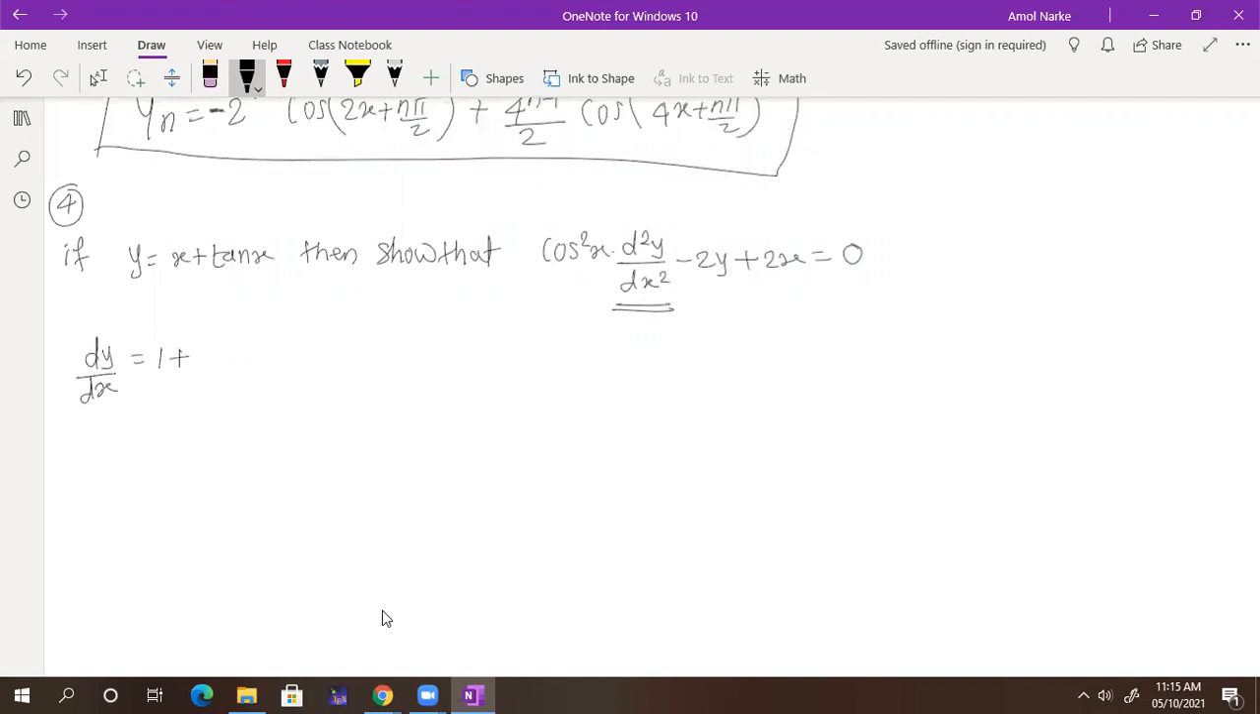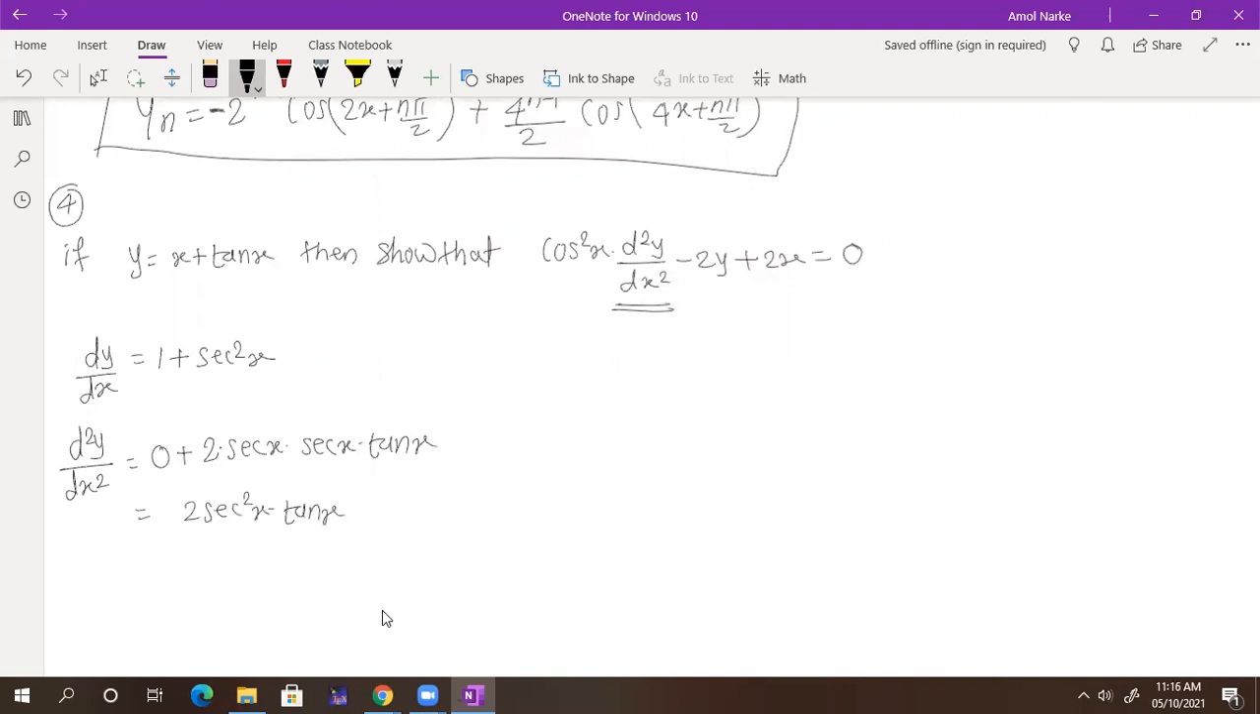1 plus 1 plus x square, sec square x. Very good. And what is its double derivative? That is nothing but d2y by dx square. Sec x tan x, 0 sec x tan x, plus 2, first 2, sec x tan x, and again derivative of sec x is nothing but sec x tan x. So what you are getting? 2 sec square x tan x. Yes.